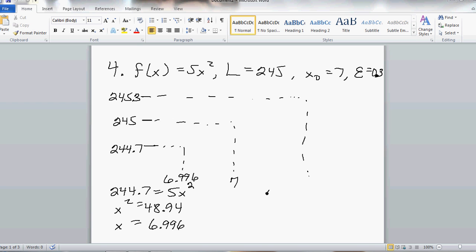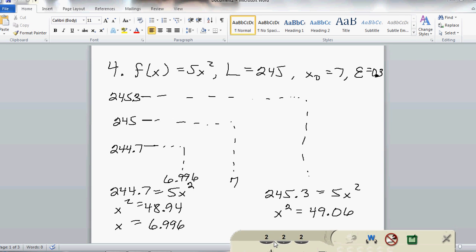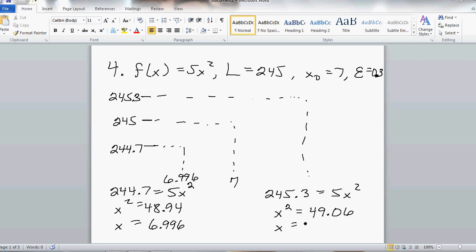Well, once again, 245.3 equals 5x squared. Divide both sides by 5, so that x squared equals 49.06, and then take the square root of both sides, so that x would equal 7.004. Now once we get these points and everything lined up, it's just very simple from then on.